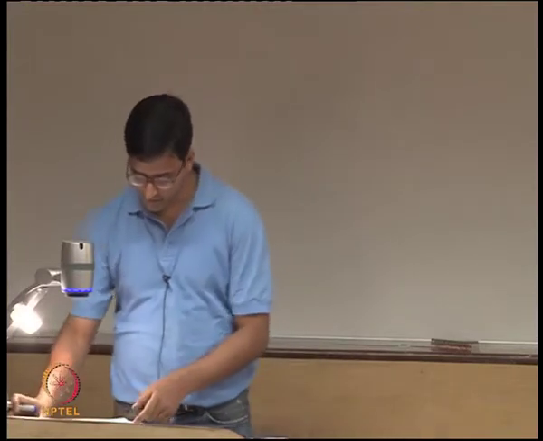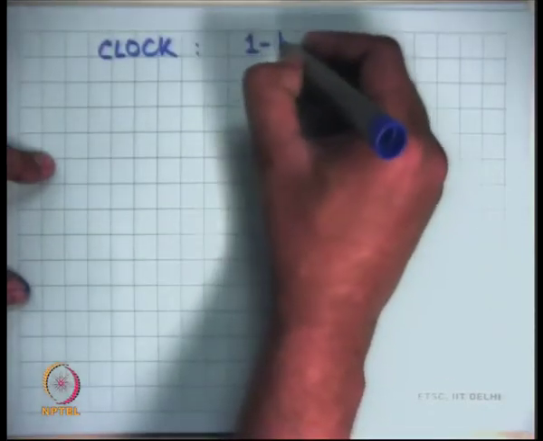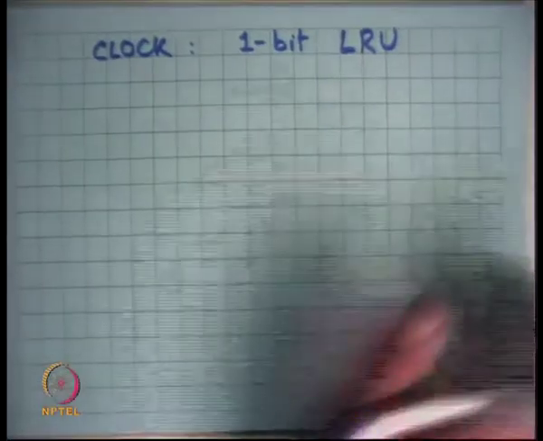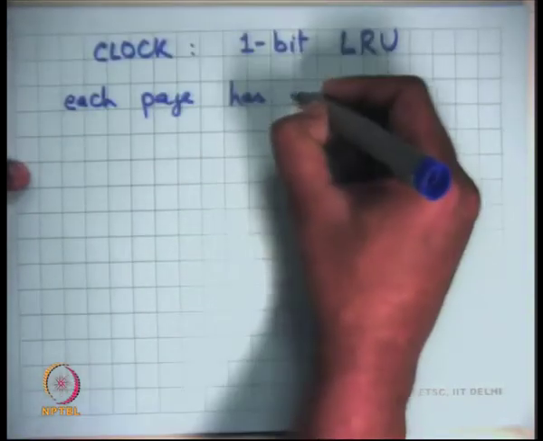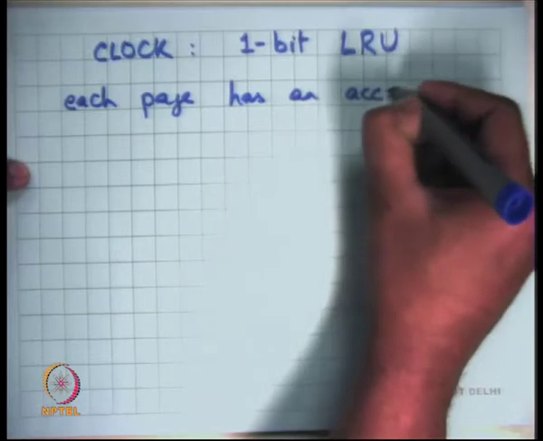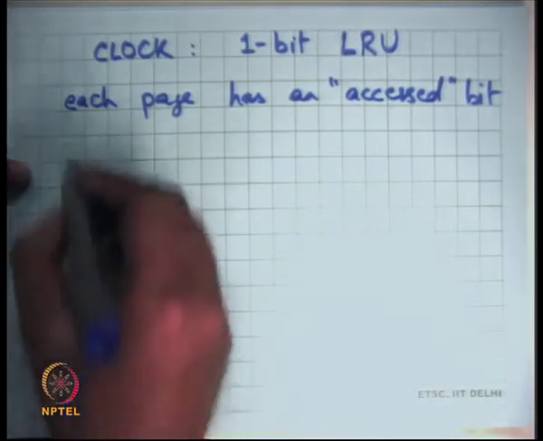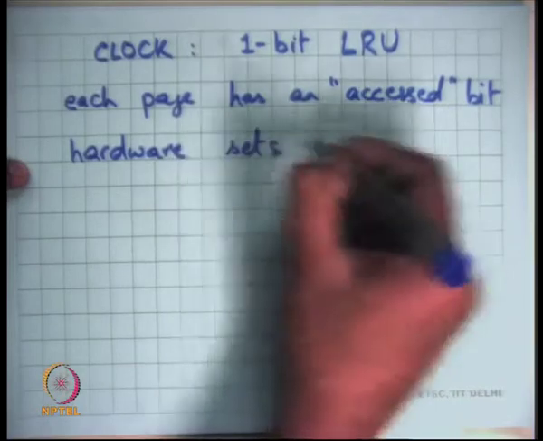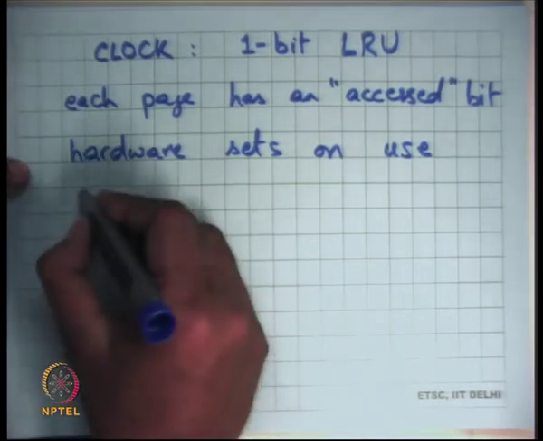So let's see how this works. This algorithm is also called the clock algorithm, which can be thought of as a 1-bit LRU. Each page has an accessed bit or a reference bit. Hardware sets this on use, and the OS periodically clears it.